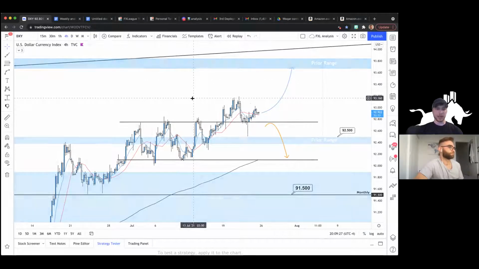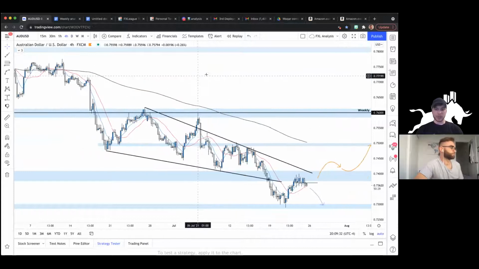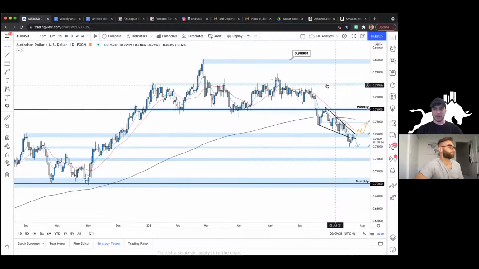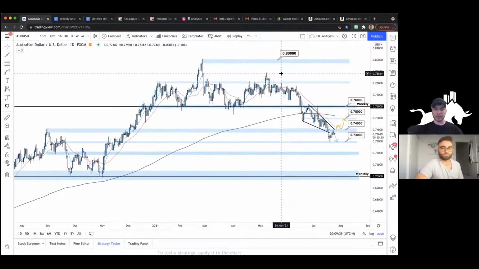Let's jump over to AU, our first actual tradable pair. And we're going to do the same thing we did with DXY. Daily time frame, looking for the trend here. And then we're going to drop down to the 4 hour and see if we can kind of ride that trend. All right, so let's see where price action was.